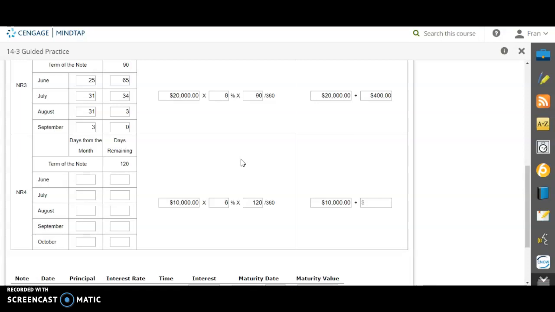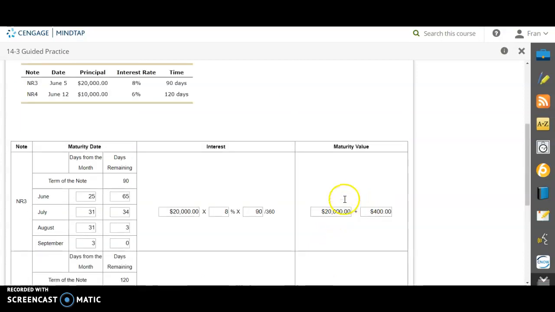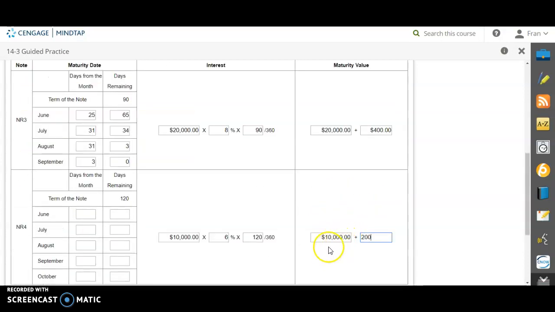Okay, 0.33333 times 0.06 for the interest rate times $10,000. And $200 is going to be our interest. Of course, to get our maturity value, it is the interest of 200 plus the principal of 10,000. So our maturity value is 10,200.